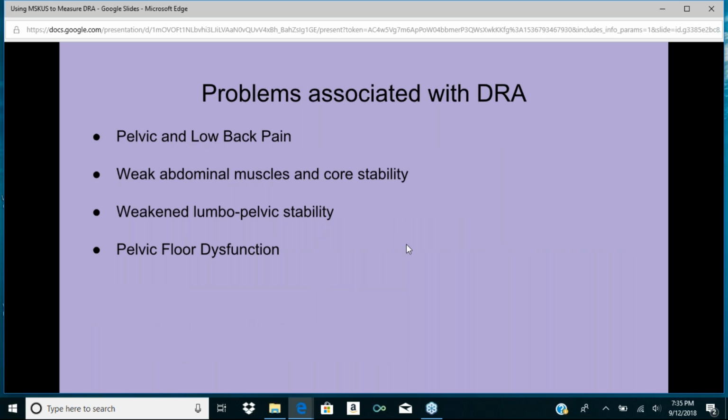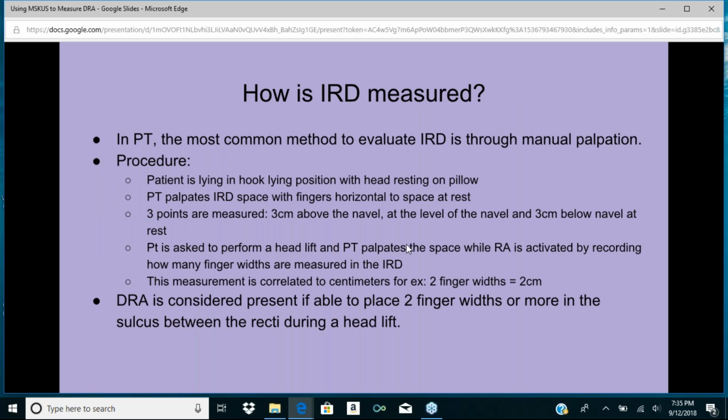So the problems that a lot of women get associated with the DRA, they get a lot of pelvic and low back pain. They're going to get, obviously, weak abdominal muscles, they'll have poor core stability. They'll definitely have a weakened lumbopelvic stability. And the other problems that they may have is pelvic floor dysfunction, which could include incontinence, pelvic floor pain, and urgencies and all kinds of pelvic floor dysfunctions. So how do we usually measure the interrecti distance?